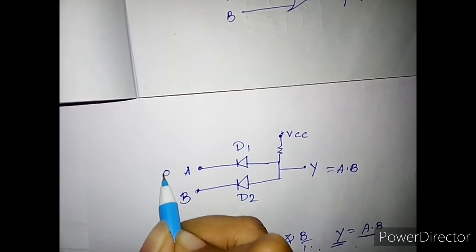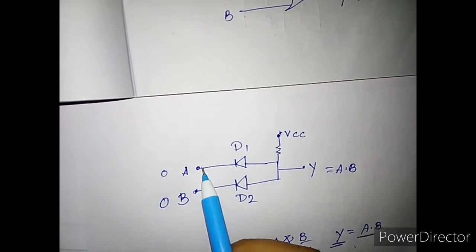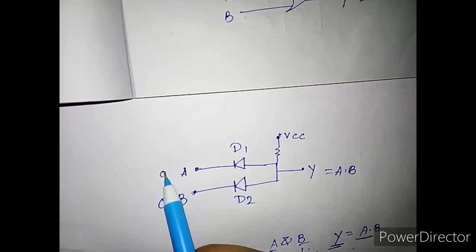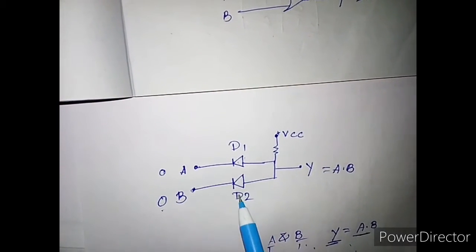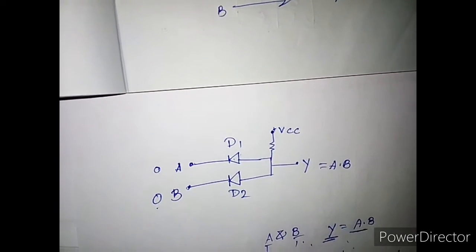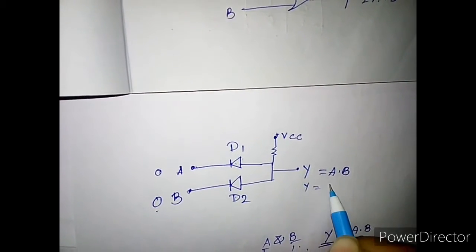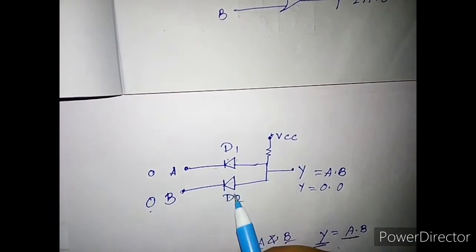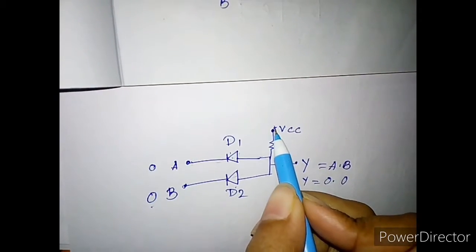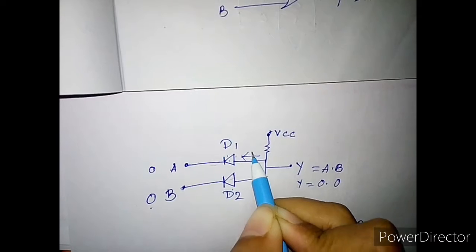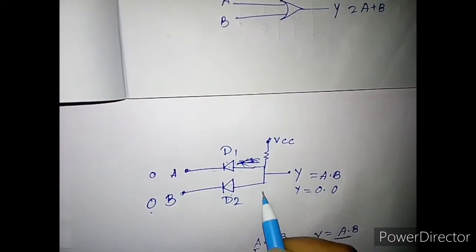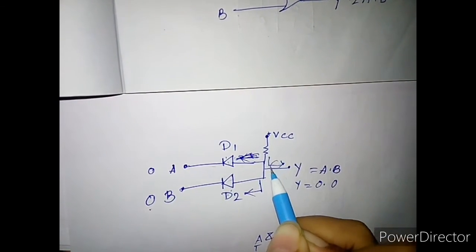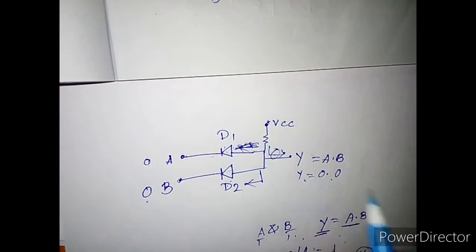When A is equal to 0 and B is equal to 0, both diodes are conducting and they are forward biased. When both are 0, the diodes D1 and D2 are forward biased. Then the output Y is equal to 0. That means the supply VCC flows through the diodes this way, and there is no supply at the output. For this, Y is equal to 0.